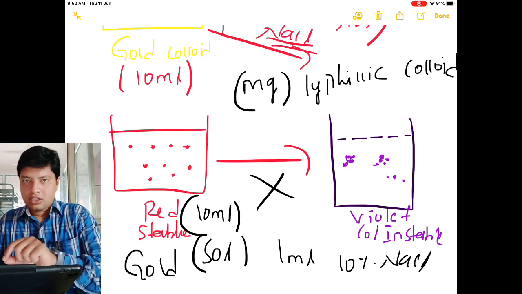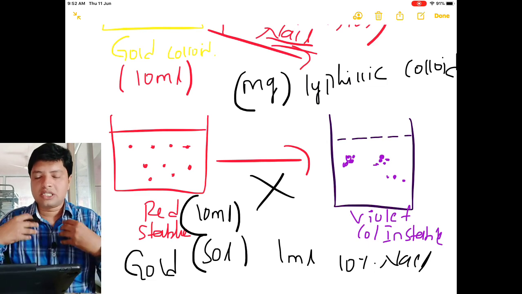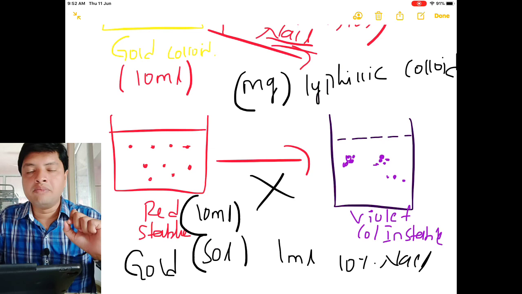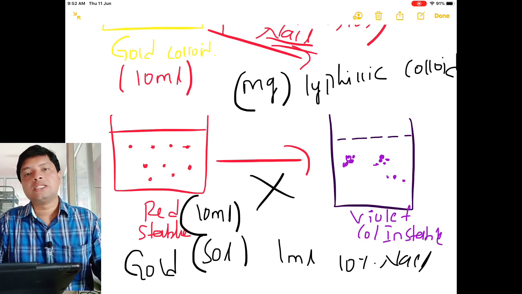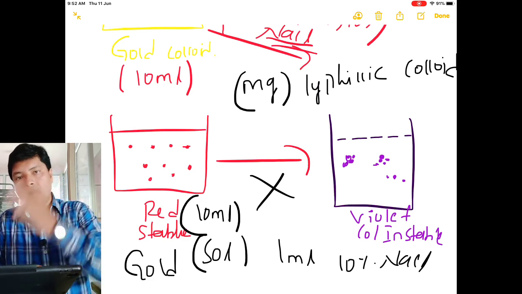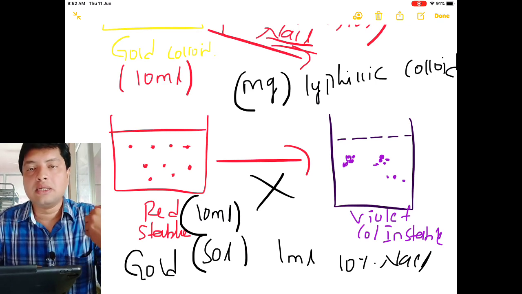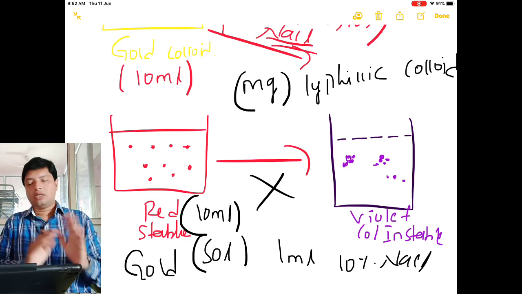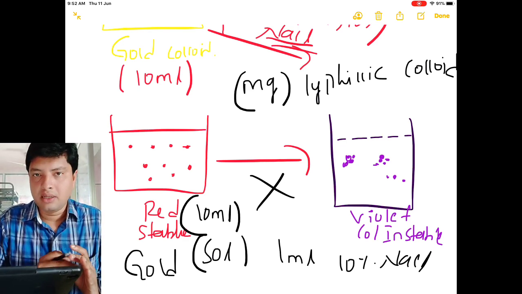If you have any doubt, just go back and listen once again to how I created this definition. So I will just read out the definition. The gold number is the amount in mg of lyophilic colloid required to prevent the color change of your gold colloid from red to violet upon addition of 1 ml of 10% NaCl to that gold colloid. That is what the definition is. I hope you understand. Thank you.